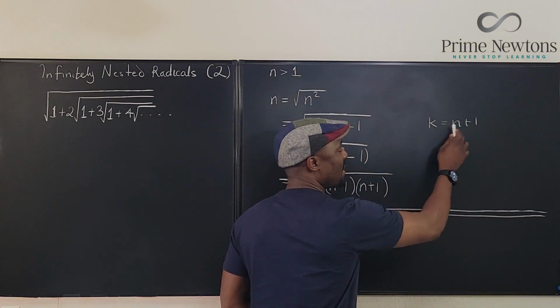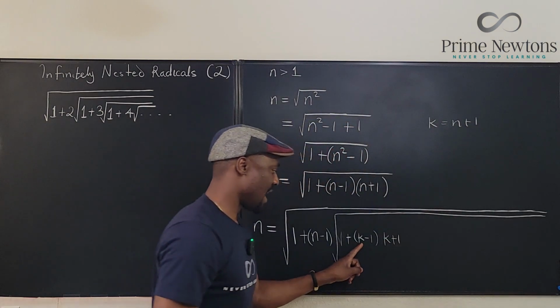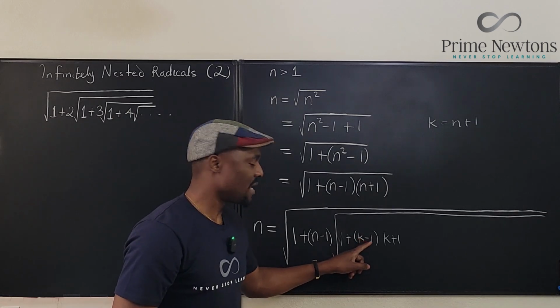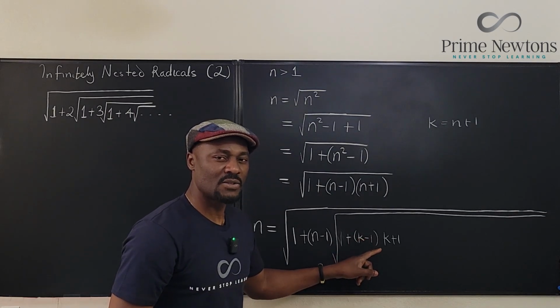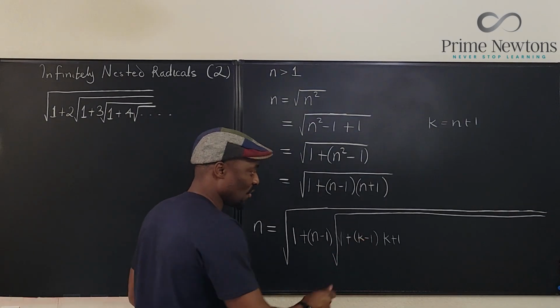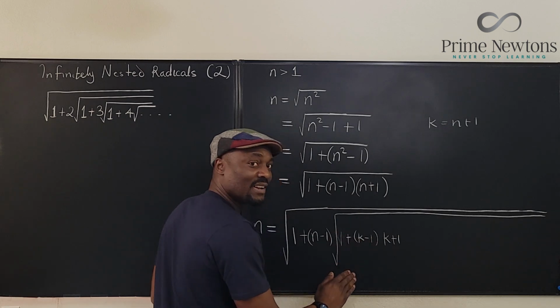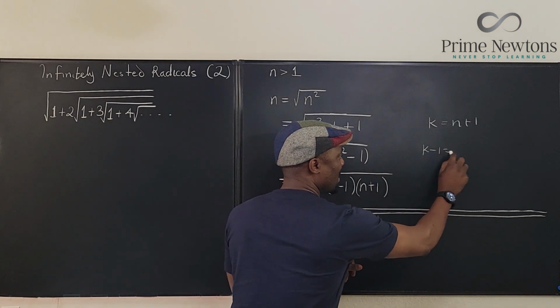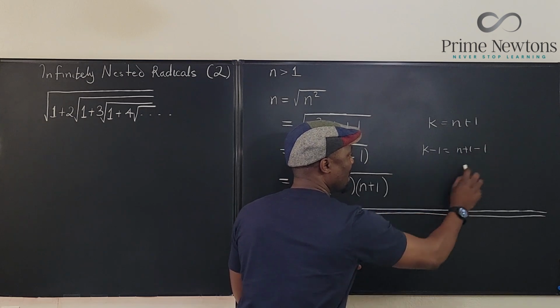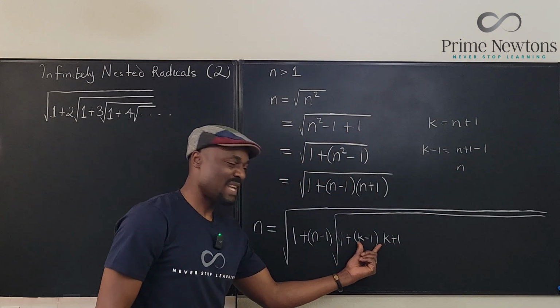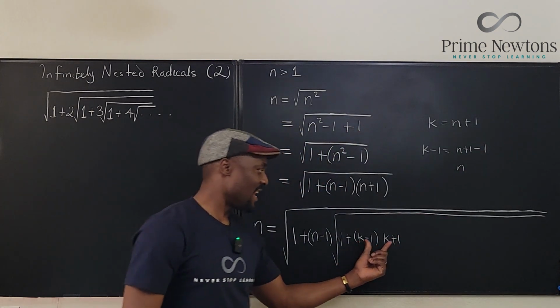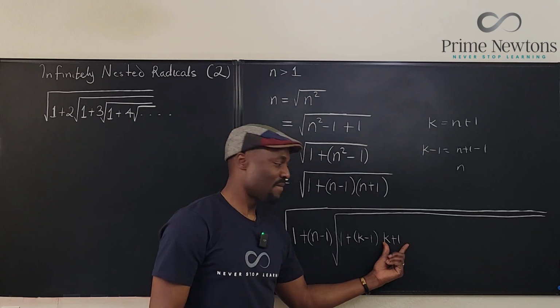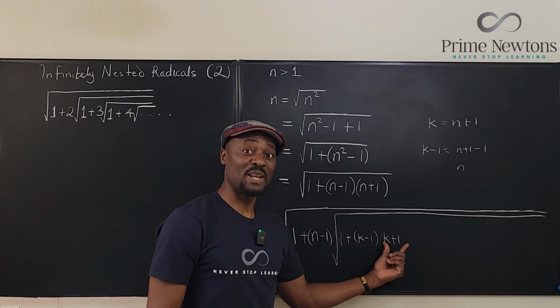So actually, if I want to write this k here, I should be writing n plus 1 minus 1. So n plus 1 minus 1 just has to be n. So instead of writing k plus 1, k minus 1 is n plus 1 minus 1. So it's just n. So I'm going to replace this with n, and then the next one, I have to replace this also.